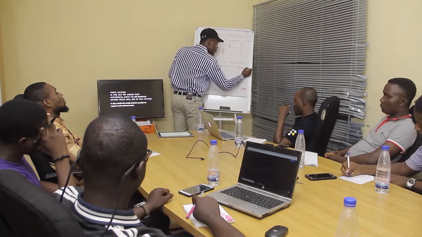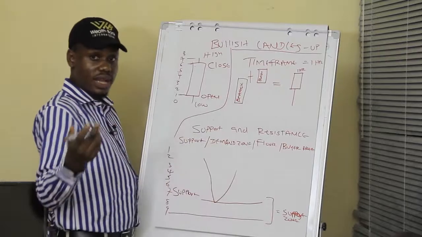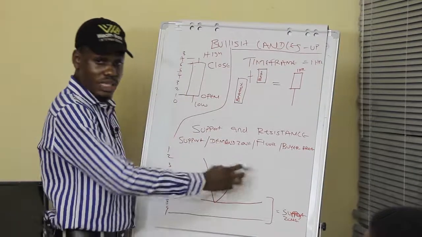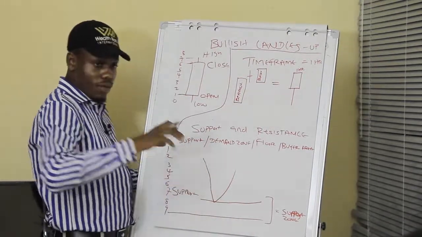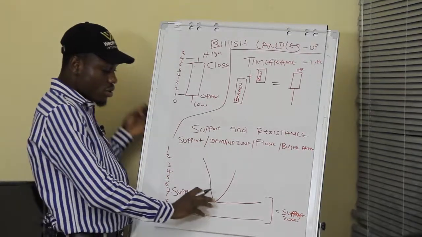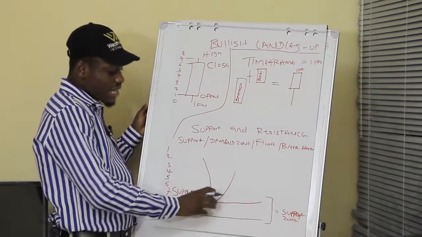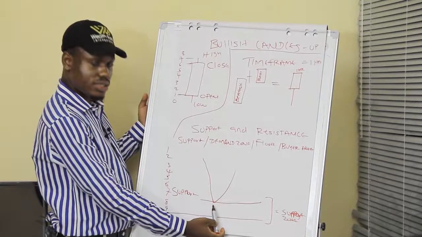Buyer's area. Okay, why are they called buyer's area? It's because these are where buyers are waiting to buy. These are where fellow traders like you have put buy orders. All right, so the market can only sell as much as this.